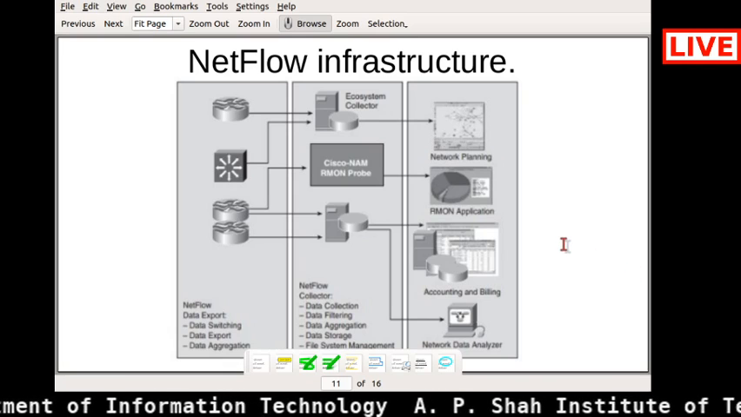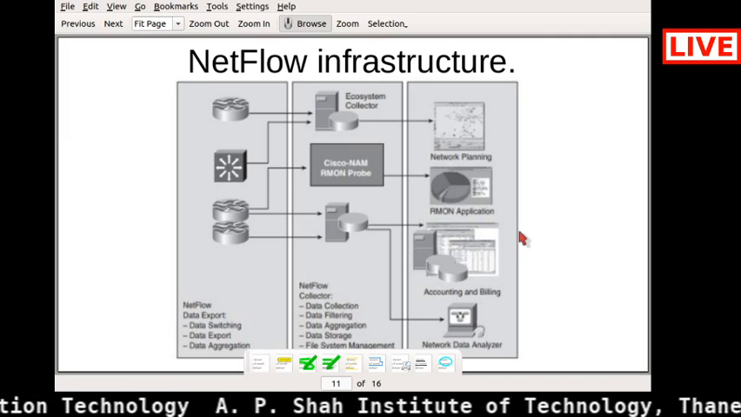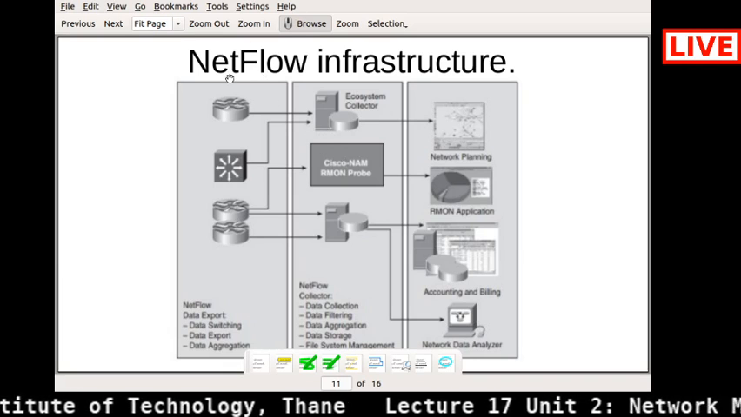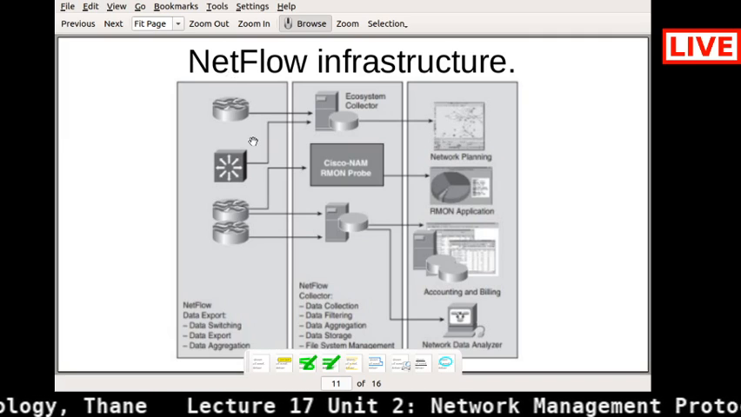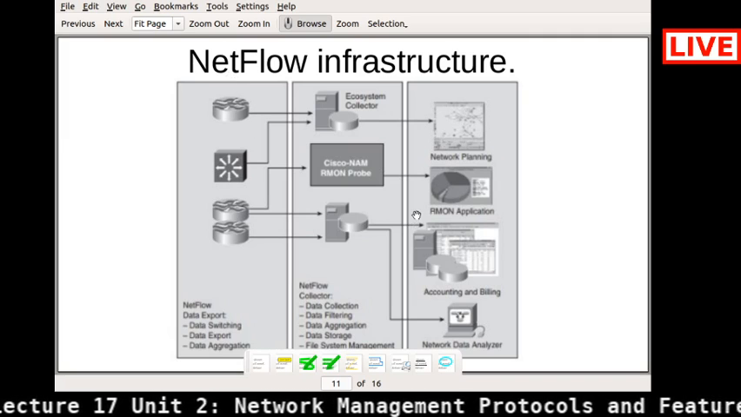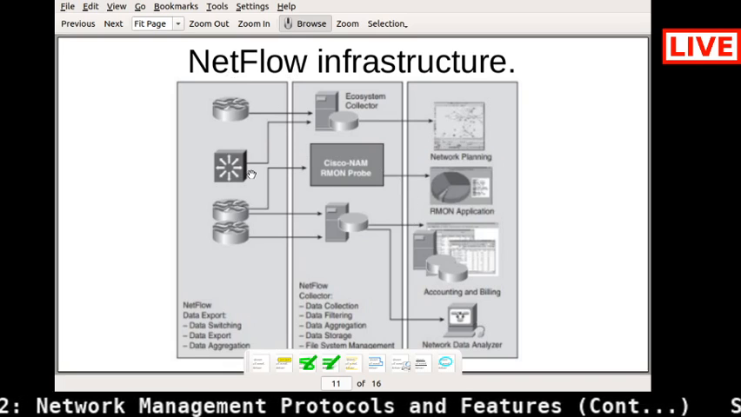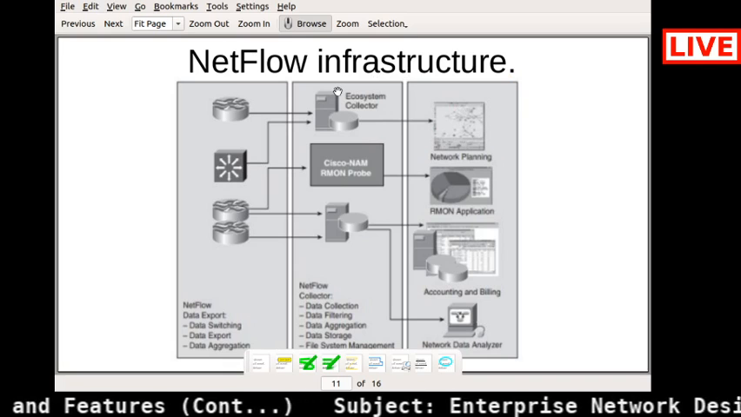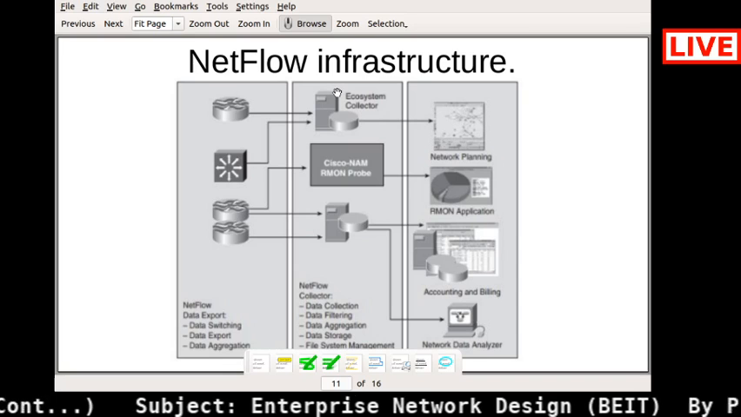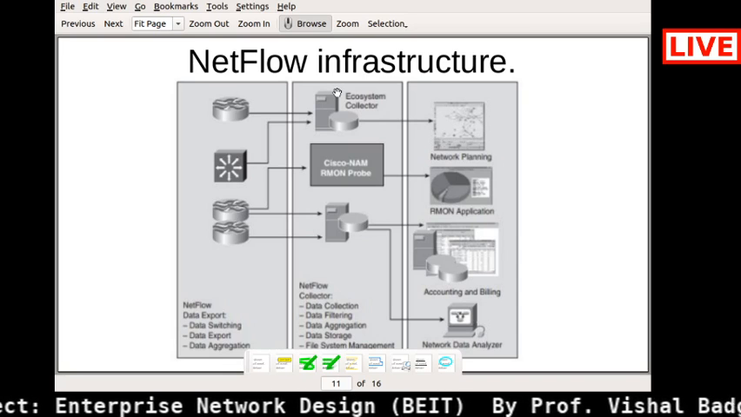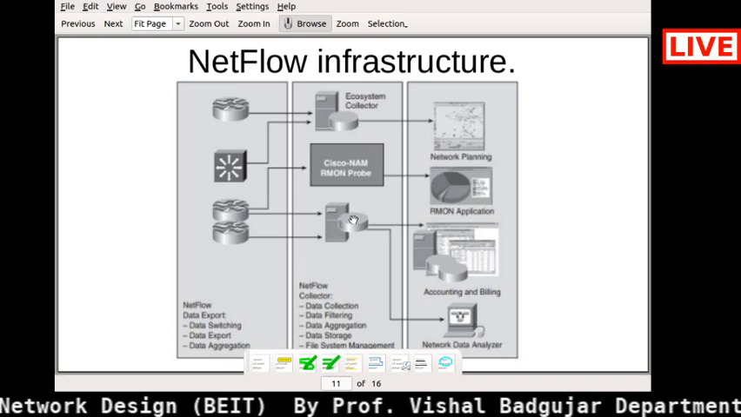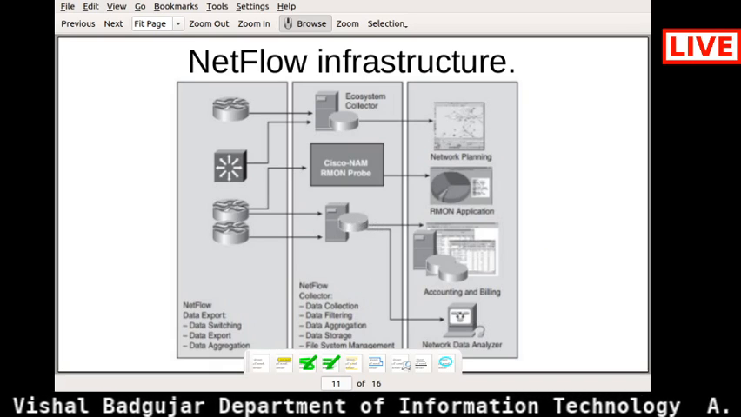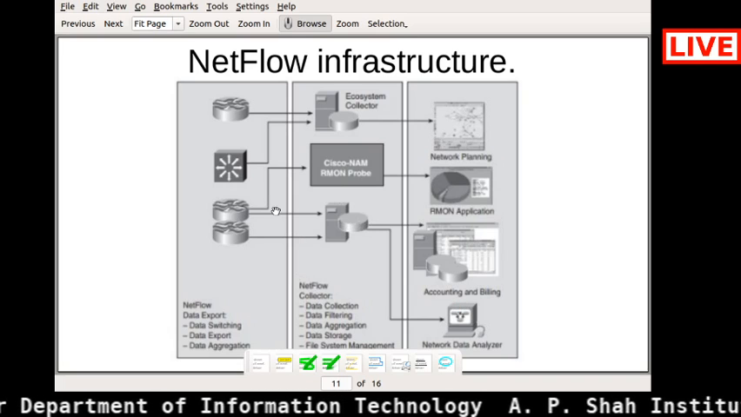Then there are certain applications that NetFlow can serve, okay. For example, accounting and billing, right? In that part also NetFlow can be used. Why can it be used? Because the data which is generated has an IP address, packet and byte counts, right? A timestamp, and an application port number, right? So it provides you all this kind of network related information, right?